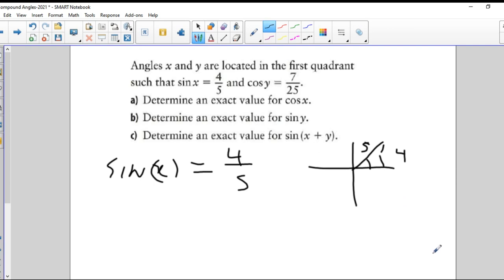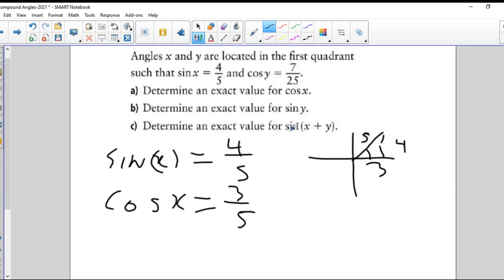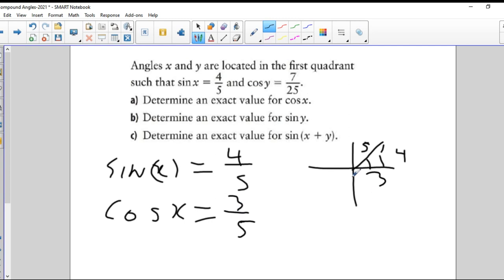I'm going to put 3 in down here, which means that the cosine of x, cosine is adjacent over hypotenuse, is equal to 3 over 5. All right. So they asked us for the cosine of x. We found the cosine of x. It's this. They're asking us for the sine of y. The cosine of y is 7 over 25.